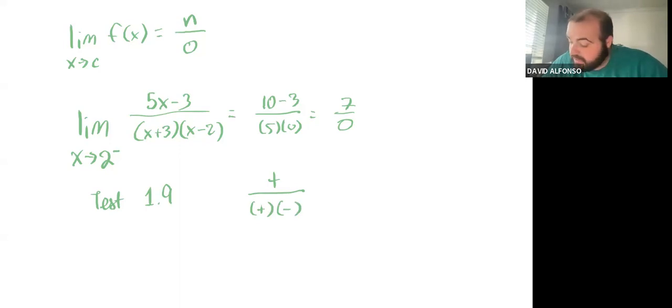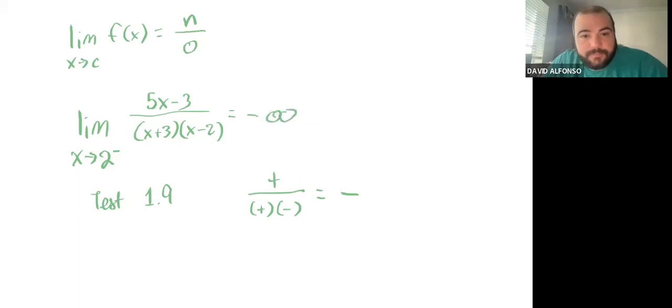So that means I'd have a positive over a negative, which is negative. So I would know that the solution to this would go to negative infinity, because at 1.9 I have a negative number. And again, with vertical asymptotes, as you get closer to that vertical asymptote, it's not going to change direction.